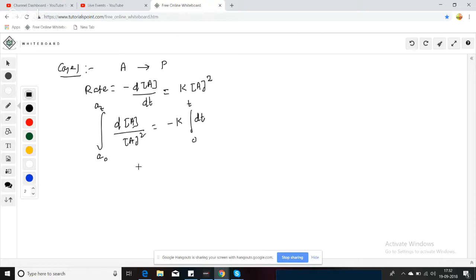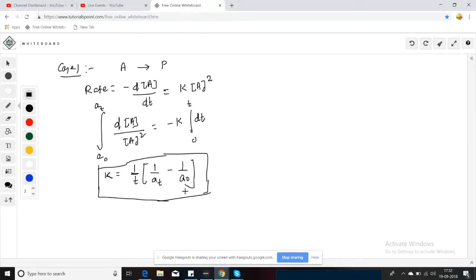Okay, so when you derive this, you'll get this expression. I want you all to derive this. Don't write down the expression directly, it is important for you. Once you derive this, it will be easy. Otherwise you have to memorize the formula. So 1 by t into what we get? 1 by At minus 1 by A naught. This is the expression of k and t in the second order equation, right?